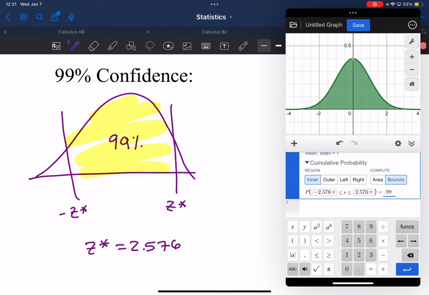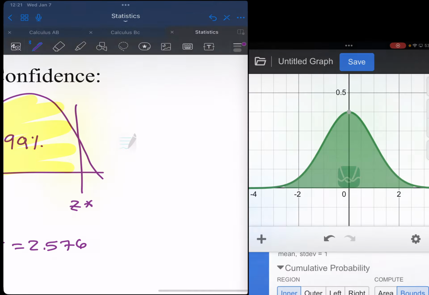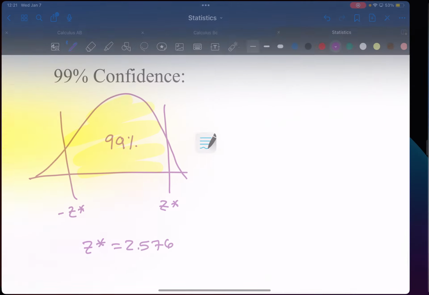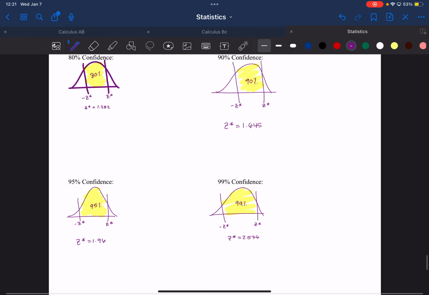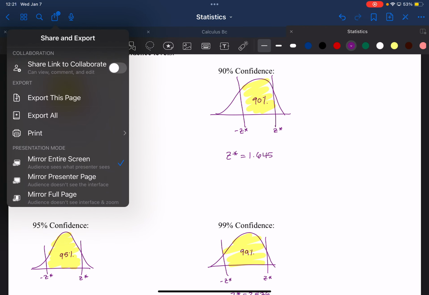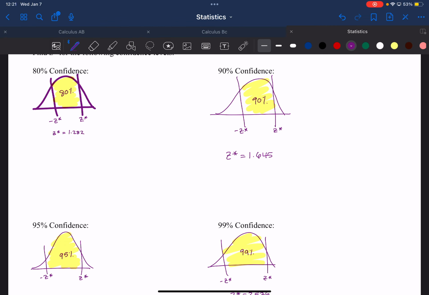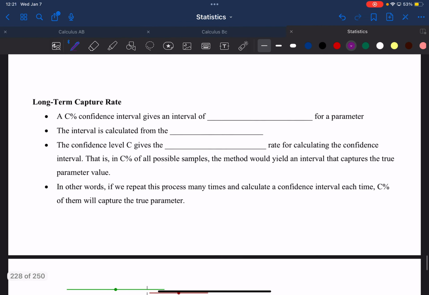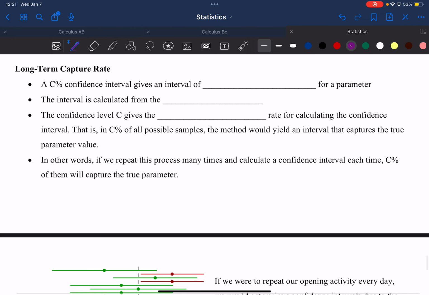When you're done with this, you don't need Desmos anymore. I'm going to change this to this. Now we're going to talk about long-term capture rate and what that means.